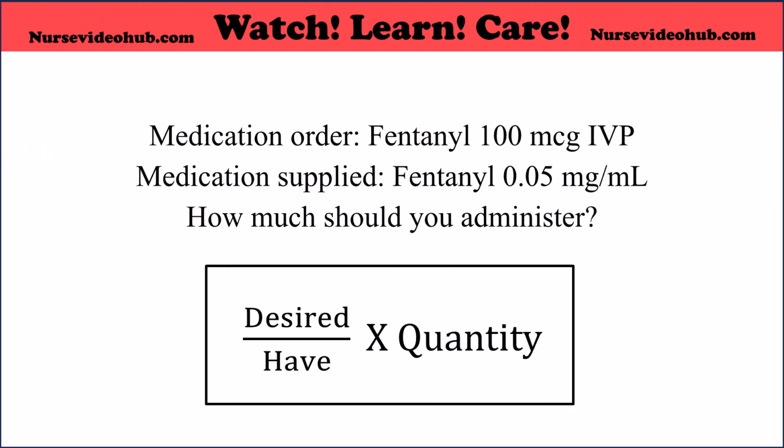The medication order is fentanyl, 100 micrograms IV push. The medication supplied is fentanyl, 0.05 milligrams per milliliter. How much would you administer? When you read the order, you see that the amount to administer is in micrograms, but the medication supplied is in milligrams. You need to convert the measurement of 100 micrograms of fentanyl to milligrams.